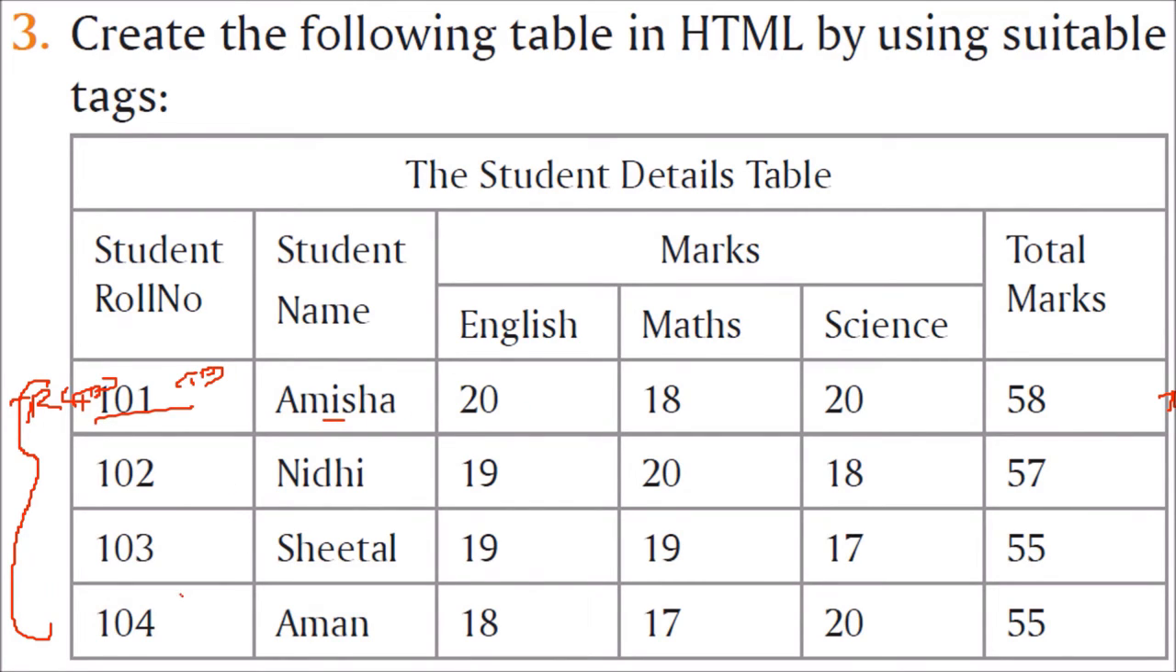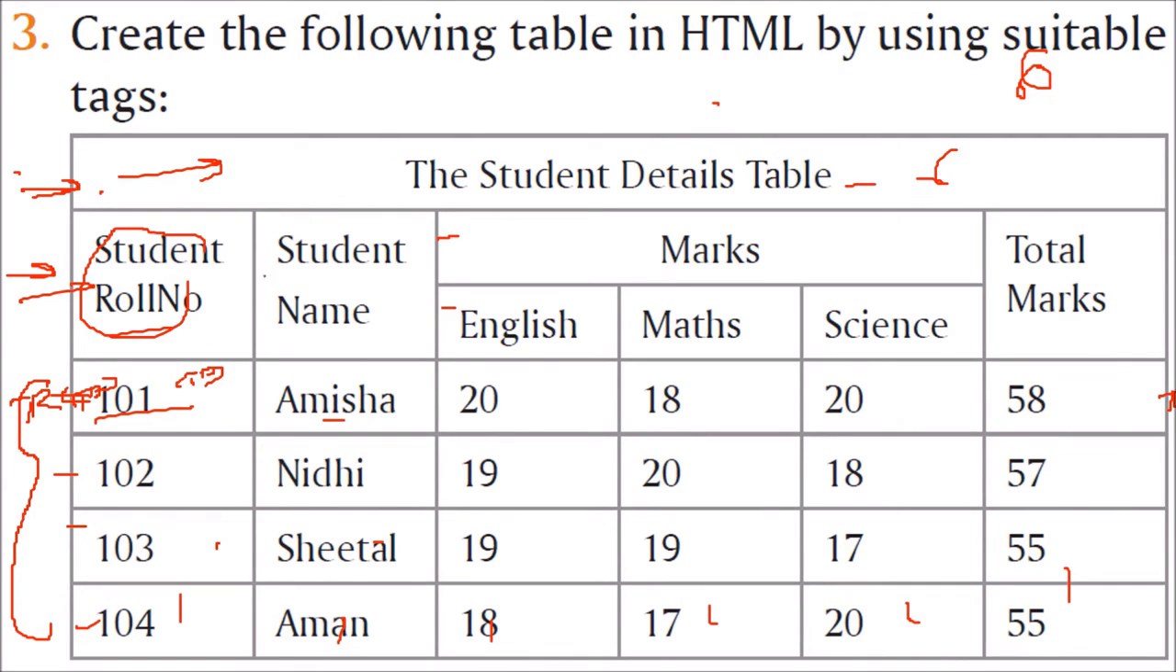How many columns are there? 1, 2, 3, 4, 5, 6. So 6 columns are there. How many rows are there? 1, 2, 3, 4, 5, 6, 7. 7 rows are there. But this is the title, or caption, you can say. And here this corresponds to the table heading TH. So we'll keep this inside a TH. And this row is taking 1, 2, 3, 4, 5, 6 columns. So the colspan of this row will be 6.